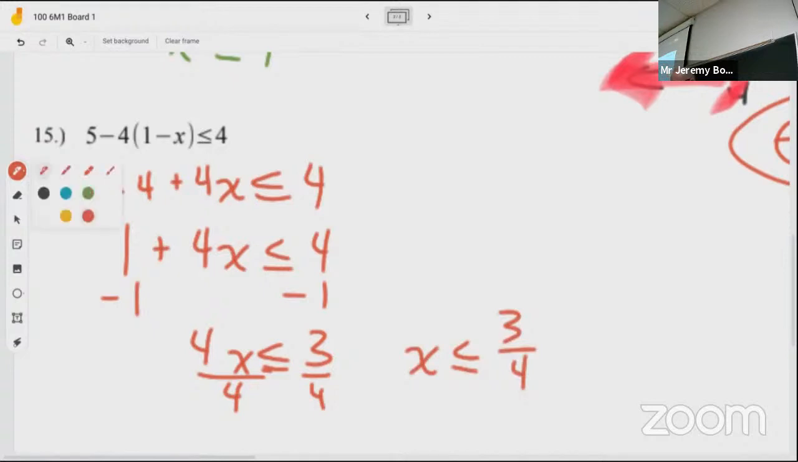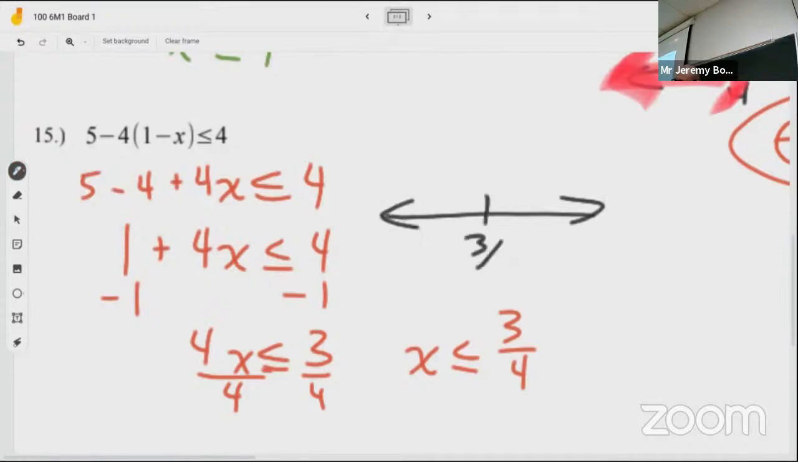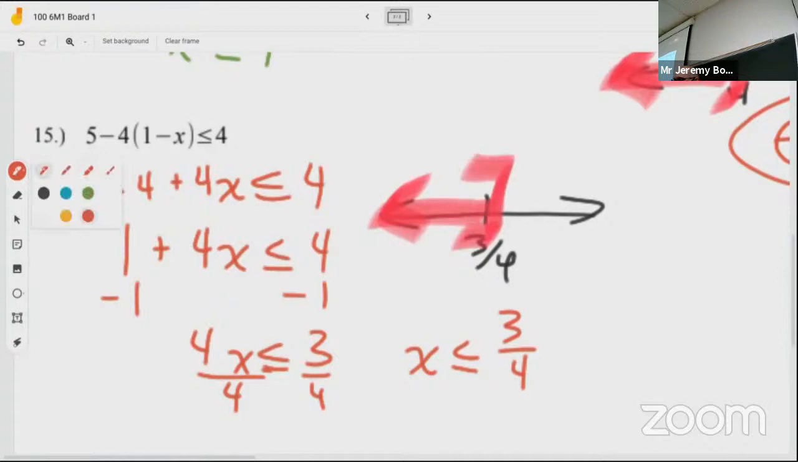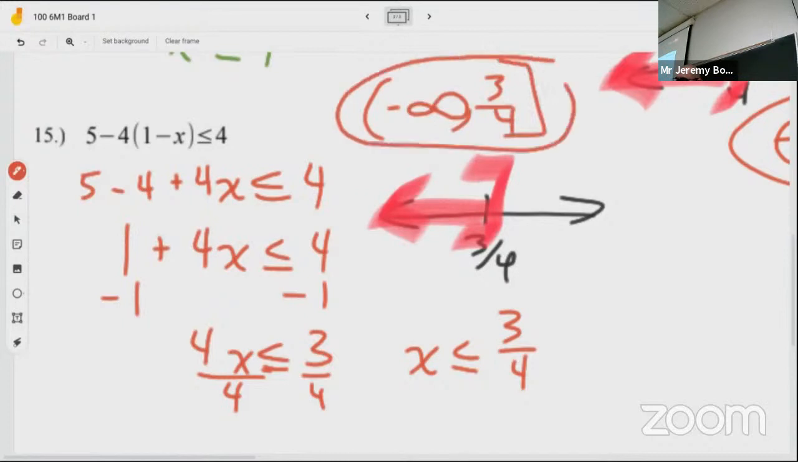Which, once again, if you need the number line, use it. It's less than 3/4, so it's on the left. Can it be equal? Yes, so we put a bracket. This is going to be negative infinity to 3/4, bracket on the 3/4. Any questions on that?